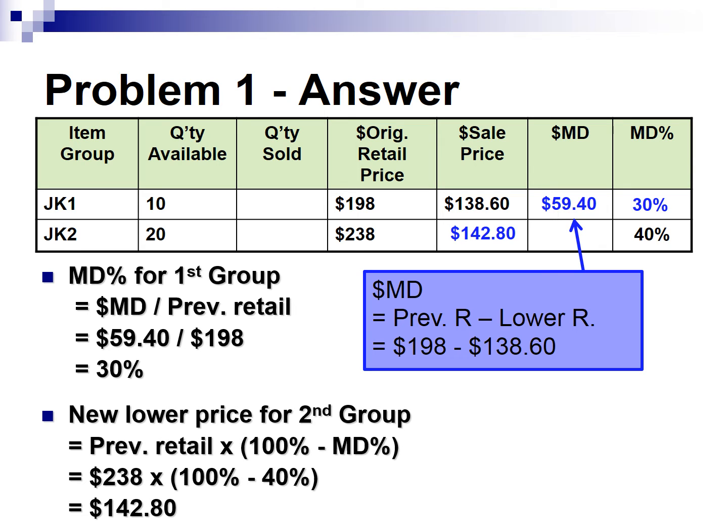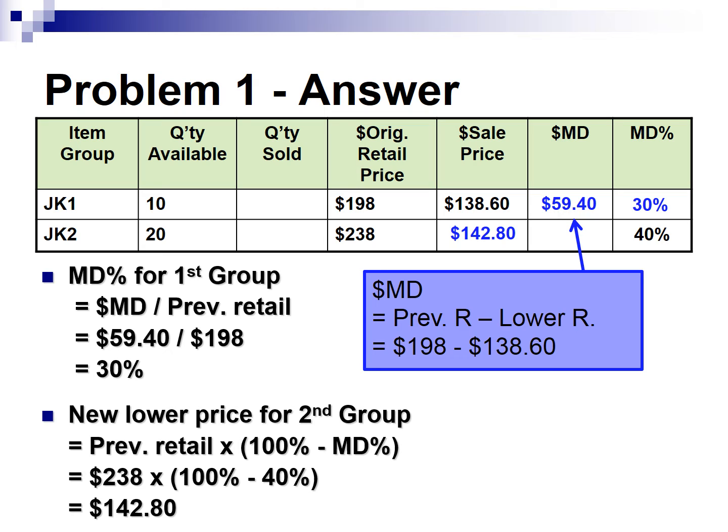Okay. And then the second question is asking what is the new lower price for the second group, right? From the second group, we know the original retail price and markdown percent, from which we can calculate the new lower retail price. Okay, according to the formula, lower retail equals previous retail times 100% minus markdown percent. So that would be 238 times 100% minus 40% markdown, and it gave us 142.8 as the lower price of the second group.